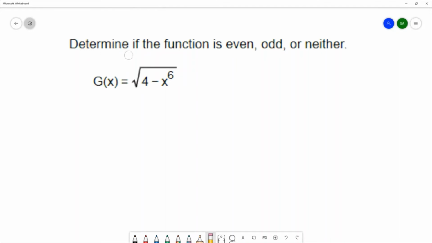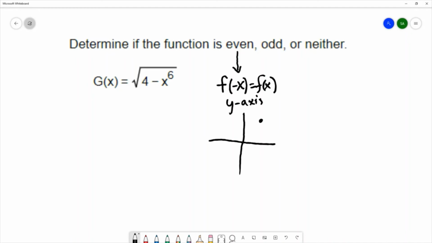This question says, determine if the function is even, odd, or neither. And our function is g of x equals square root of 4 minus x to the 6. So when we're determining if a function is even or odd, we should know the definition. The definition of even will be if f of -x is equal to f of x. And these are some symbols that represent y-axis symmetry. And so what that means is you would have a mirror image going over the y-axis.